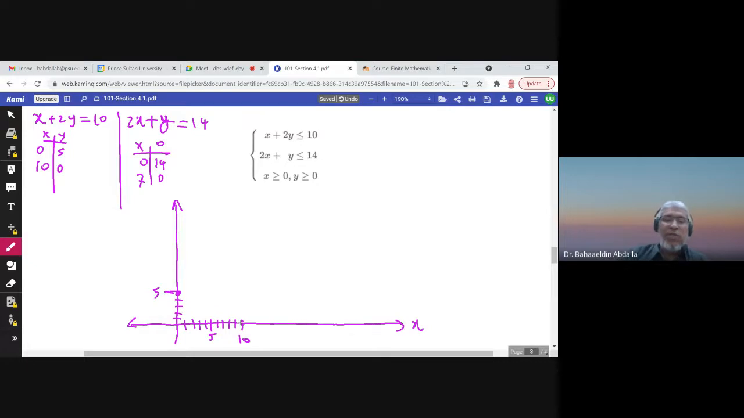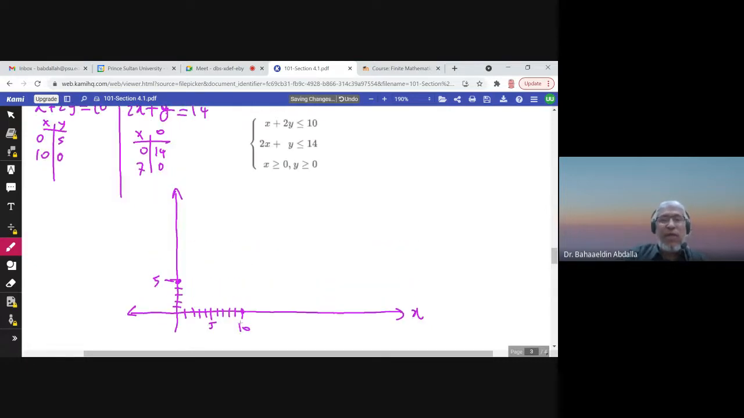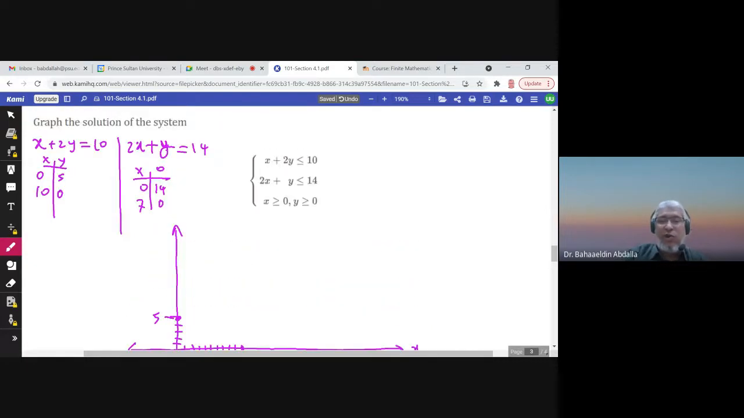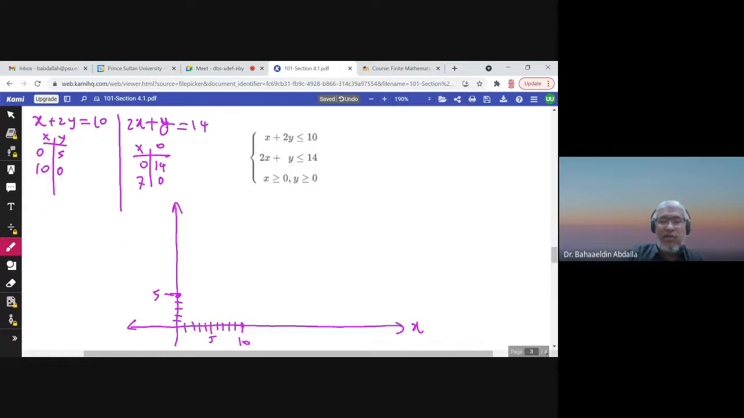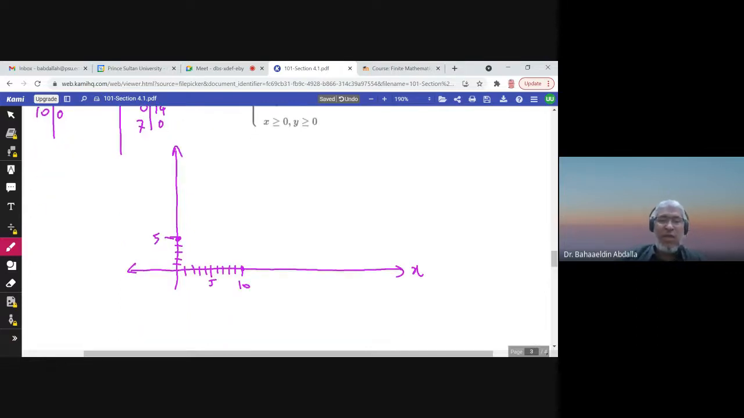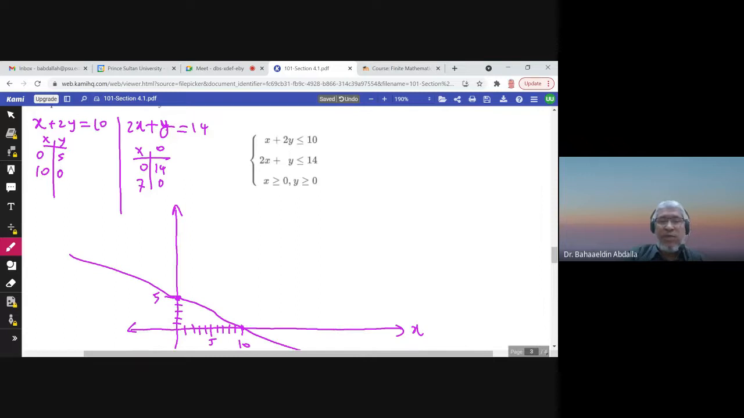This is the point 10, 0. All right, and let me connect these 2 points to draw the first line, x plus 2y equals 10. And it is not dashed because there is an equality in the equation.